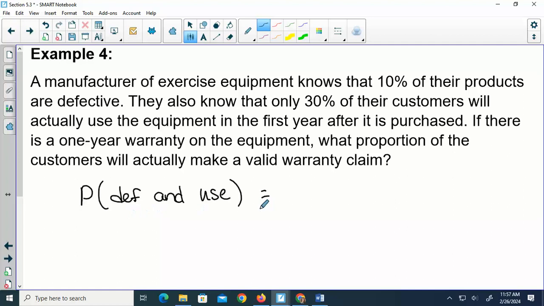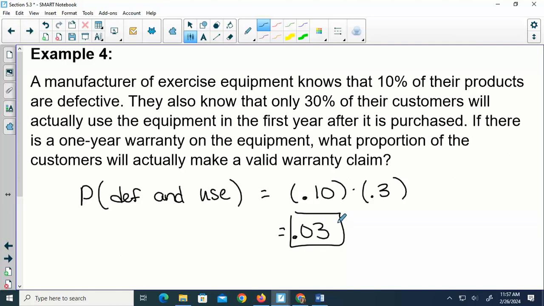So, are those things independent? Yes. What is the probability of being defective? 10%, so 0.10. Times, what's the probability that they use it? And so we get 0.03. So, only a 3% chance that they will have to replace the equipment. Do you guys get it?